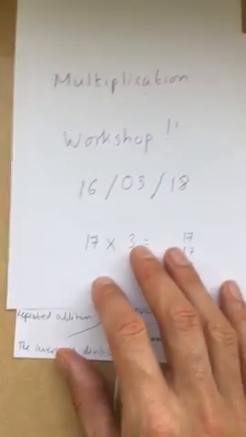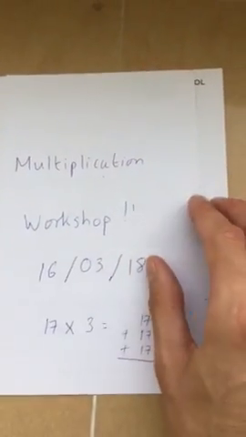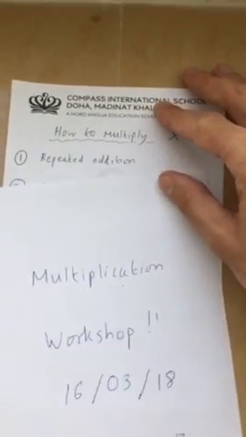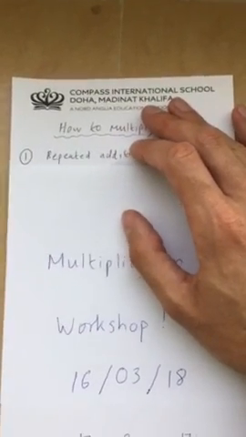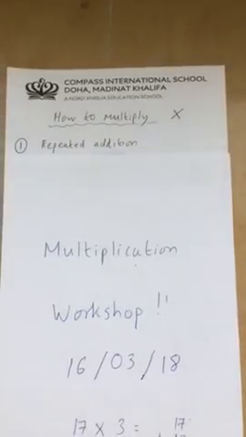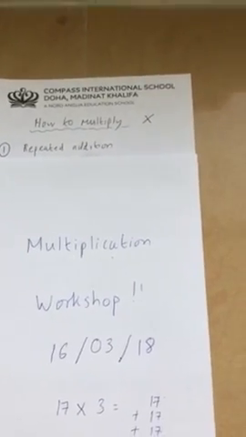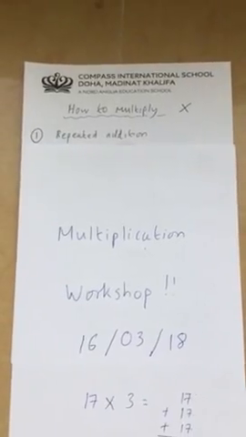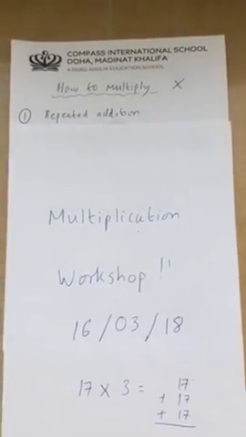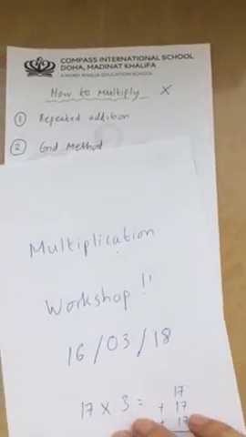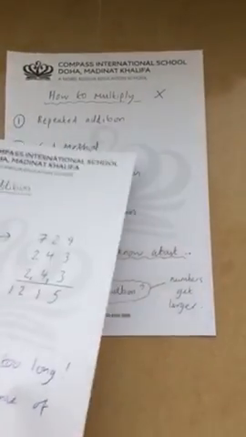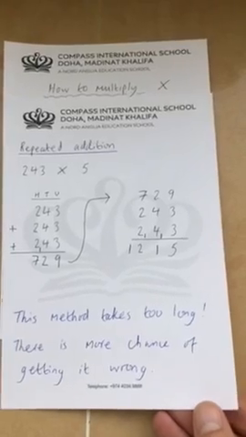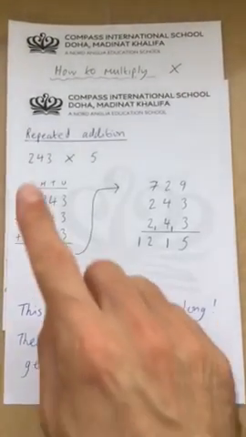So let's have a look and see what methods we can employ in multiplication. So we've got repeated addition, and I just showed you there 17 plus 17 plus 17. Now, we don't really want to keep with repeated addition because it takes too long. For example, if we had this one right here, you can see how long it takes.